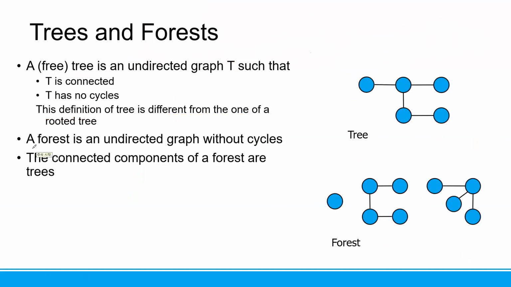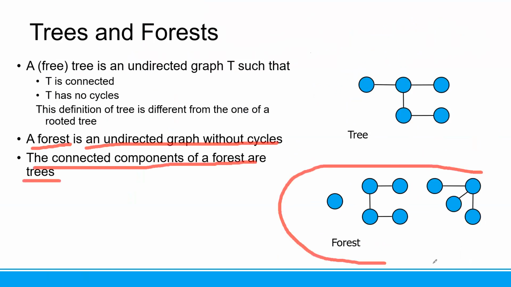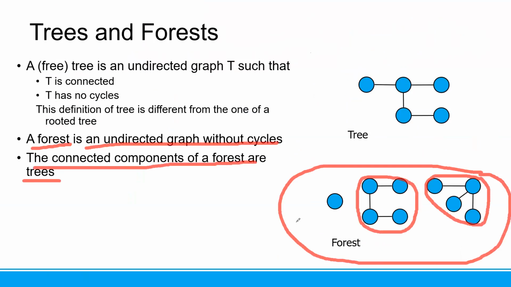We can have another kind of concept, we call it forest. A forest is an undirected graph without cycles. The connected components of a forest are trees. So this is a forest, and the forest contains several connected components. This is a connected component, this is a connected component, and this is just a single node. So it is a forest because it is a collection of trees.